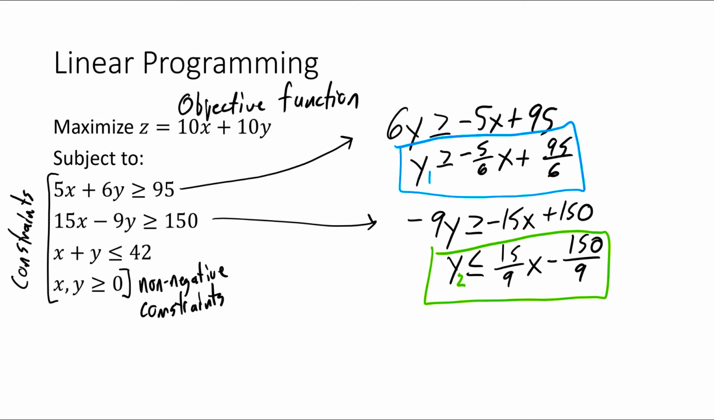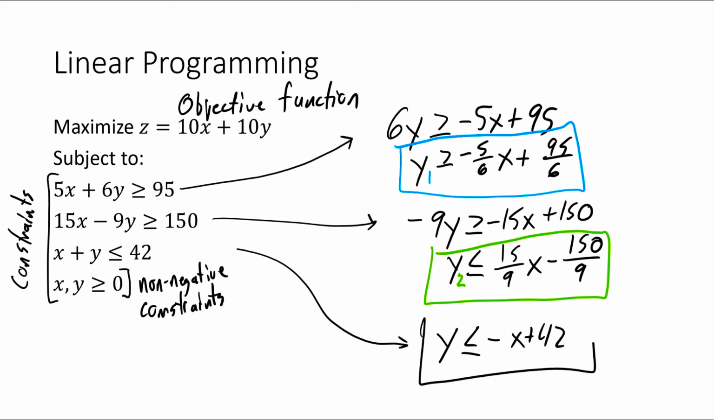All right, our next inequality, x plus y less than or equal to 42. All we need to do is subtract x from both sides, and we get y less than or equal to negative x plus 42. And we'll call that one y3. And that one will be red.